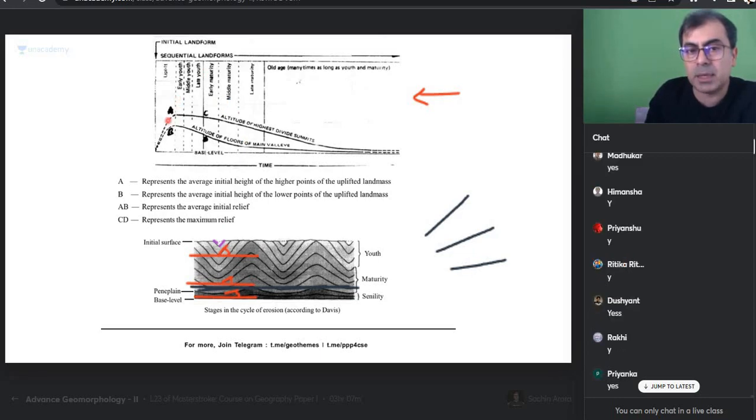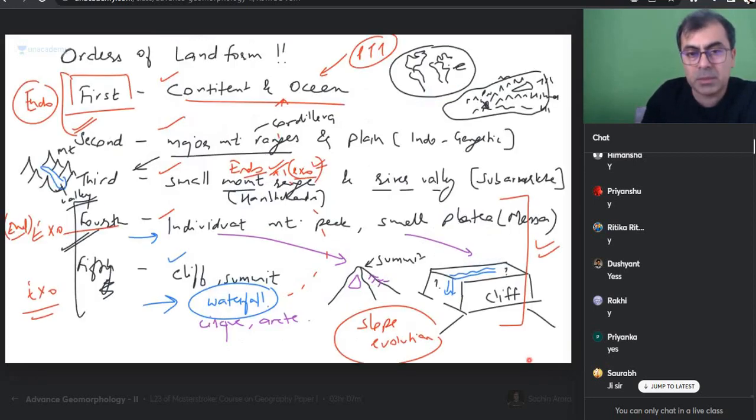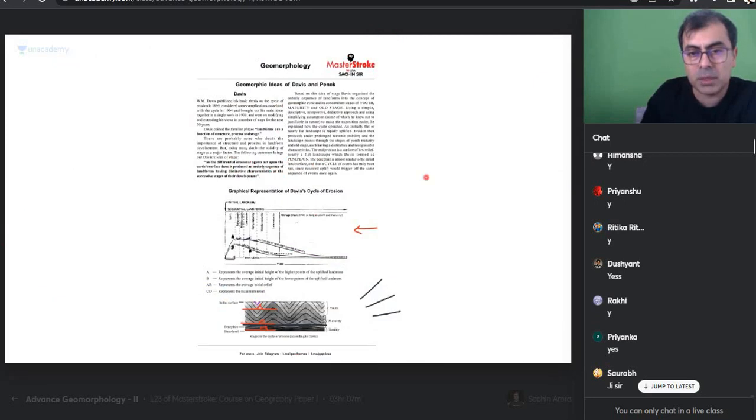Initially, ये diagram हमने बना लिया था. Early stage, this is sudden upliftment. After sudden upliftment, what happens? The top also gets eroded, the bottom also gets eroded, but the top for sometimes remains more or less the same. Sometimes the top will hold. पहले तो ऐसा है ना?